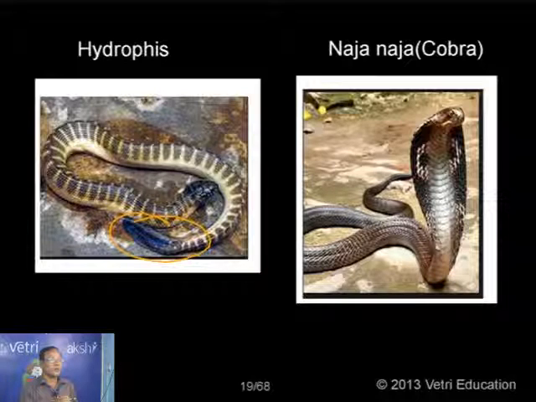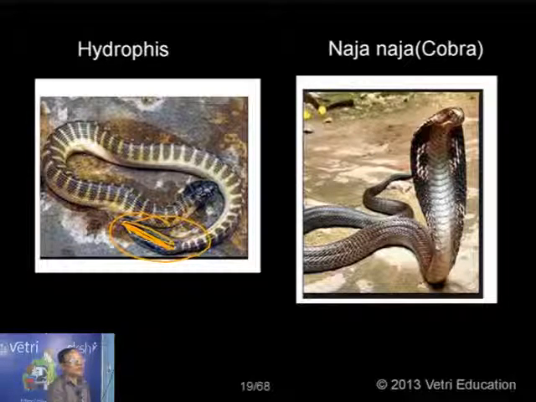Because even the freshwater snake can come to land, but this one is always in water. That is why the tail region is flattened. The pink colored one, you see, is flattened just like an oar, helping in swimming.